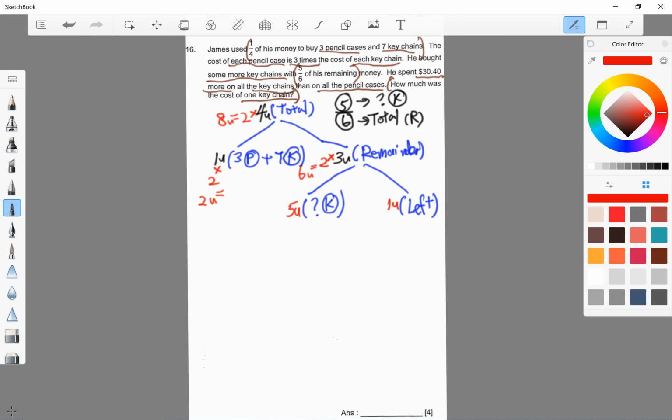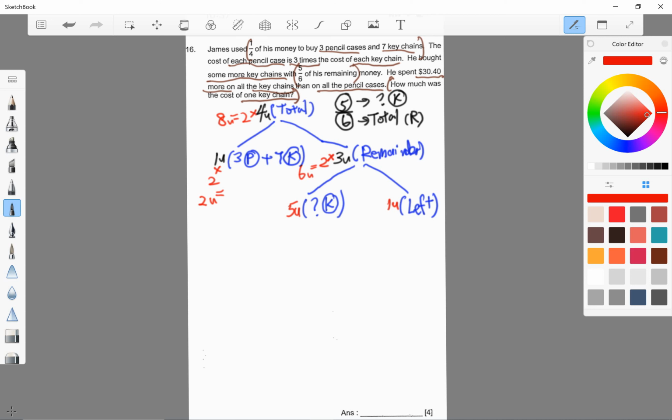So we will do a quick check for our branching. The 3 pencil cases and 7 keychains will be 2 units. The remainder itself will be 6 units. And 2 plus 6 leads us to 8. And 5 plus 1 gives us 6. And from there, 2 plus 5 is 7, and 7 plus 1, I will get 8.